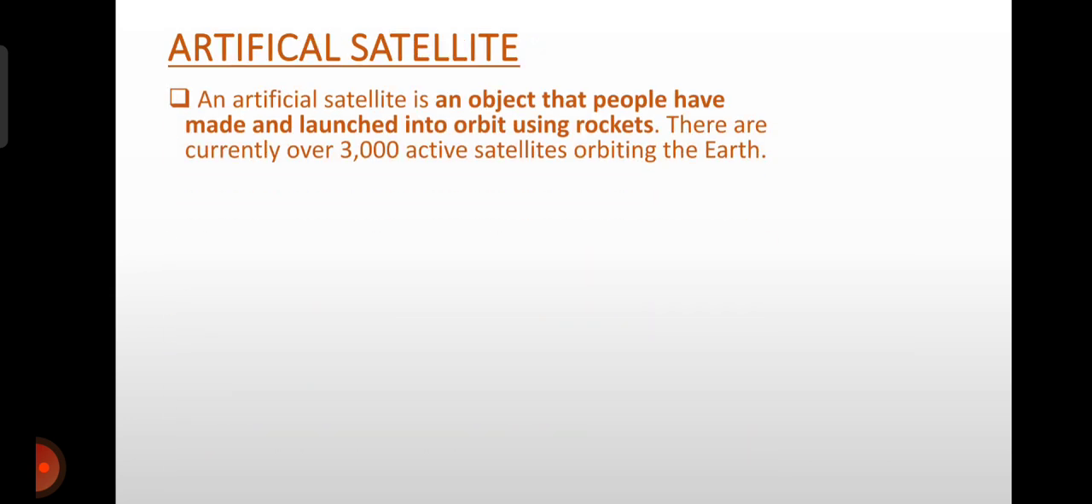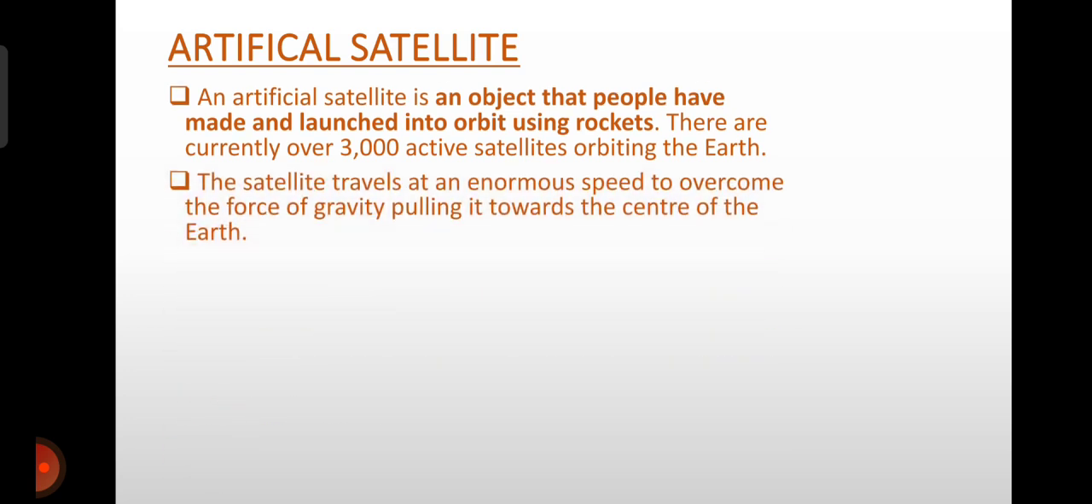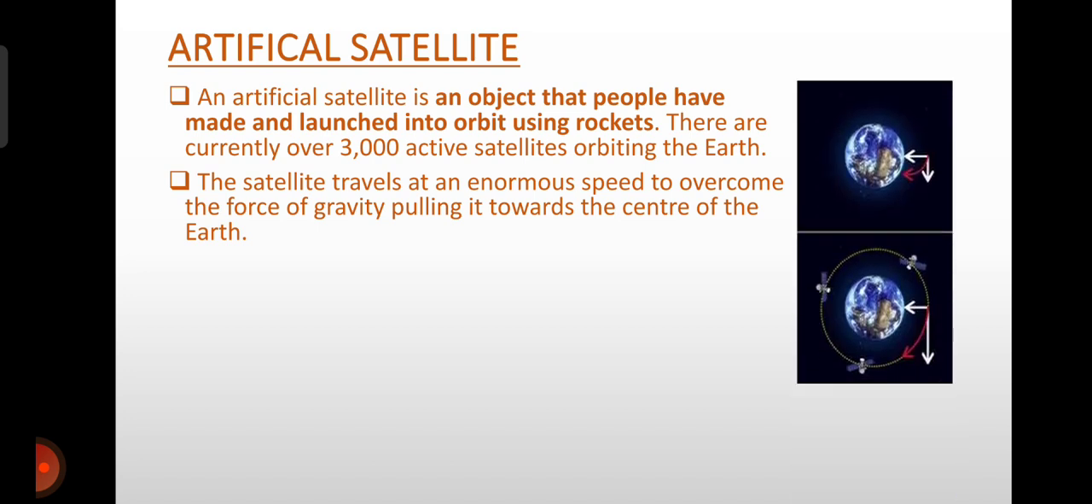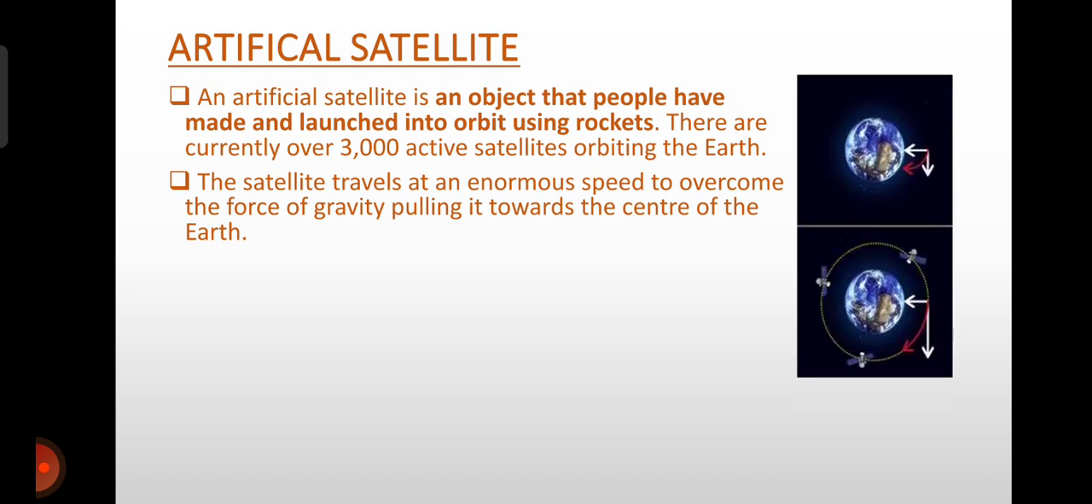About artificial satellite. An artificial satellite is an object which man has made and launched into orbit using rockets. Currently, there are 3000 plus active satellites orbiting the Earth. Satellite travels at an enormous speed to overcome the force of gravity pulling it towards the center of the Earth. Over here, we can see the image of the satellite which is orbiting around the Earth.